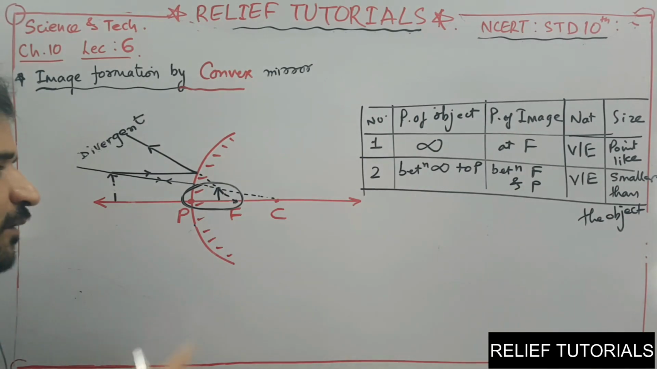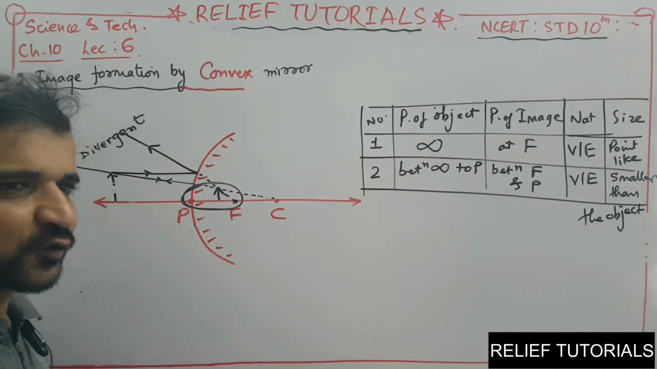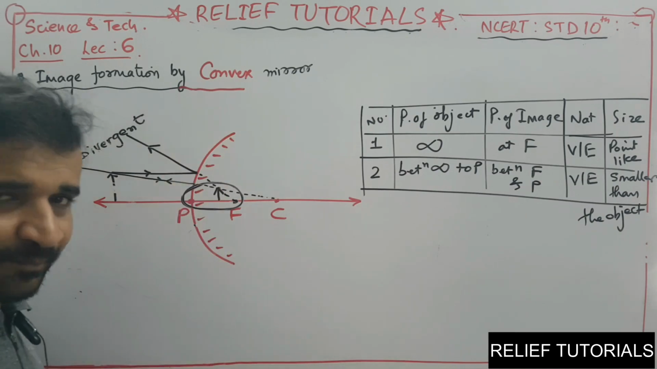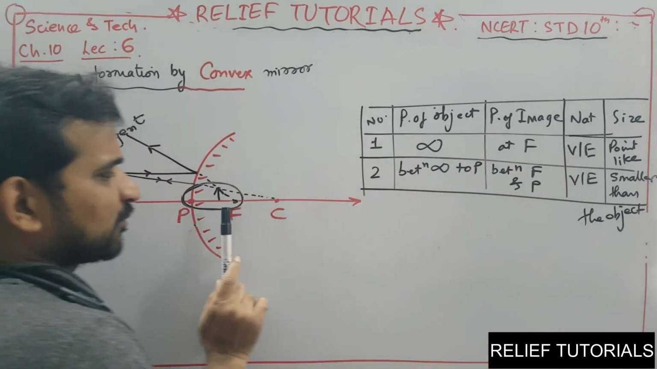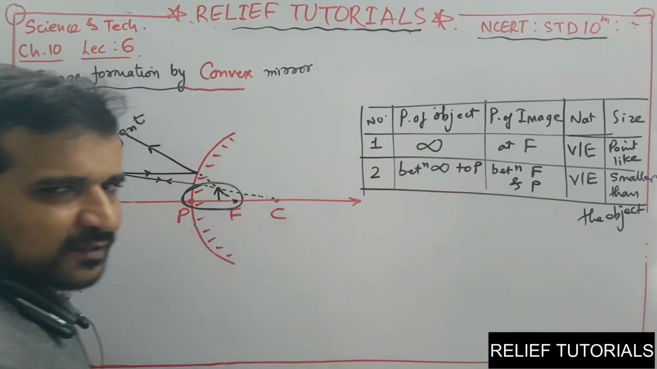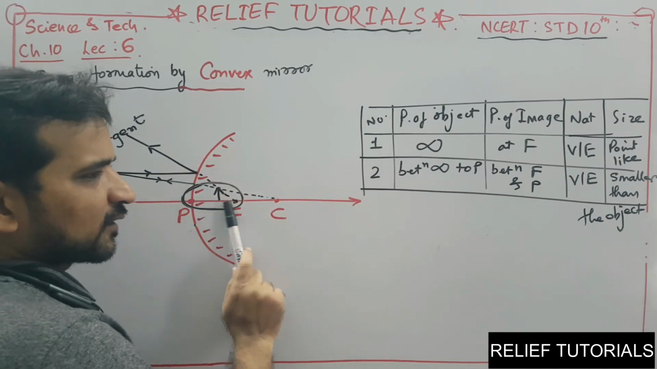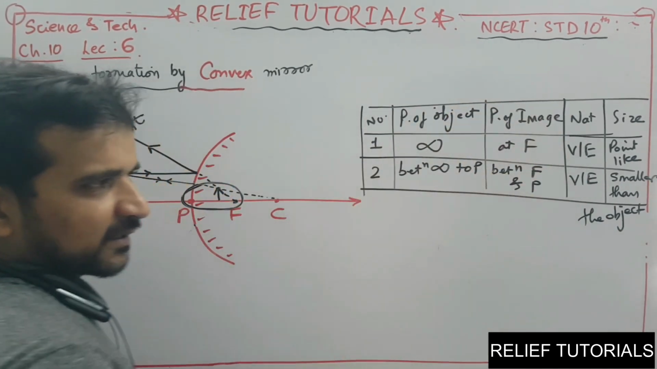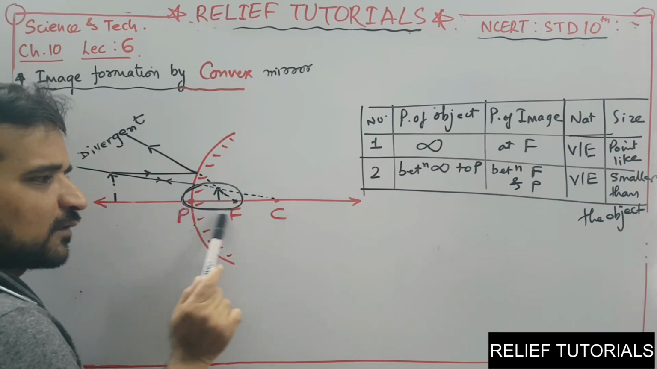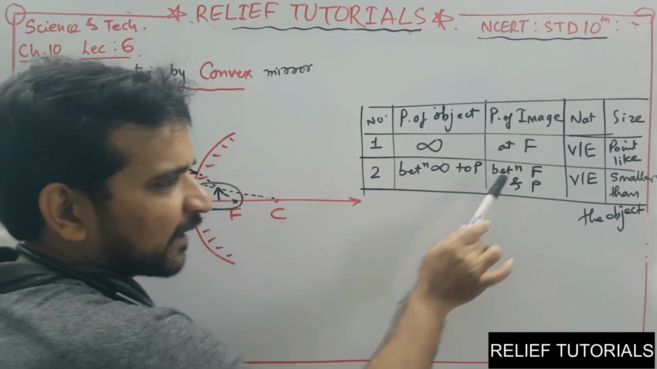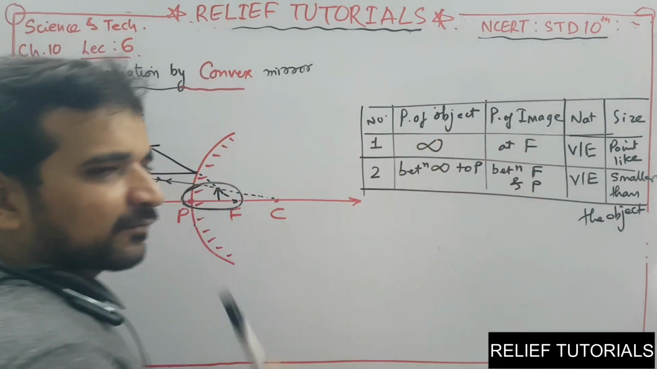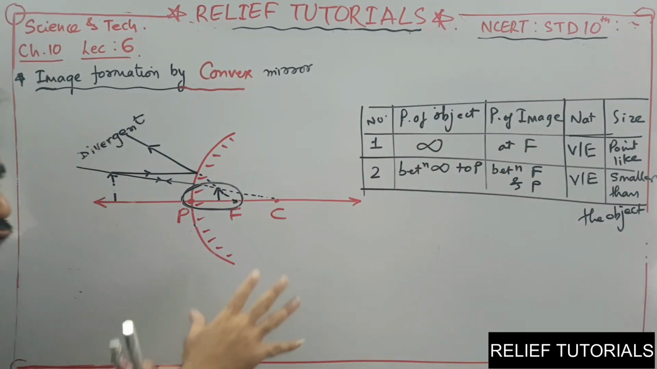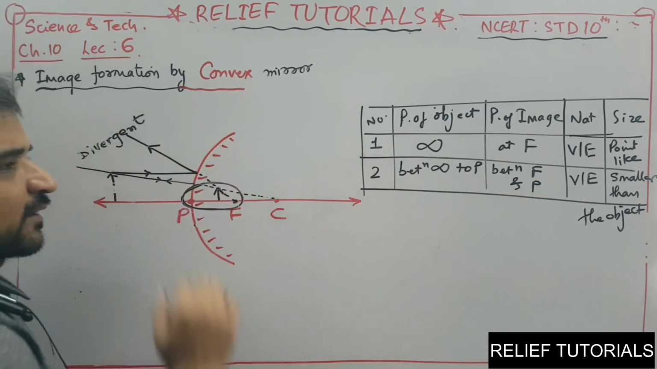See, there are some fixed things to remember in the case of convex mirror. The size of image is always smaller than the object. The nature of image is always virtual and direct. Position of image is always between F and P, or at F. Fixed things. No varieties of image are found with the convex mirror.